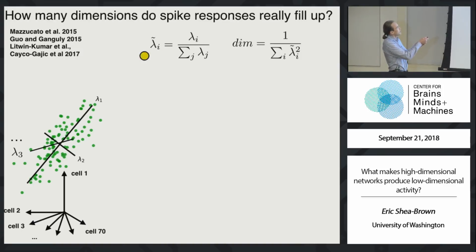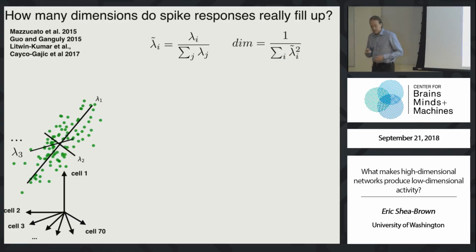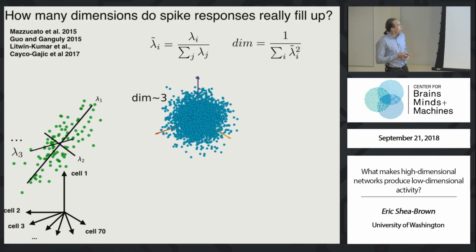Each one of those lambda tildes is how long one of the principal axes is, normalized by the sum of all of the length that the system has. It turns out that the dimensionality of these data can be well described by this number, which involves those normalized lengths of these axes. Let's go through a couple cases to give us intuition for that.